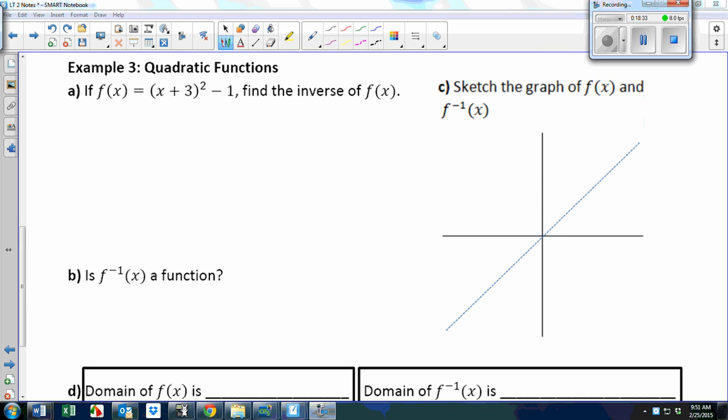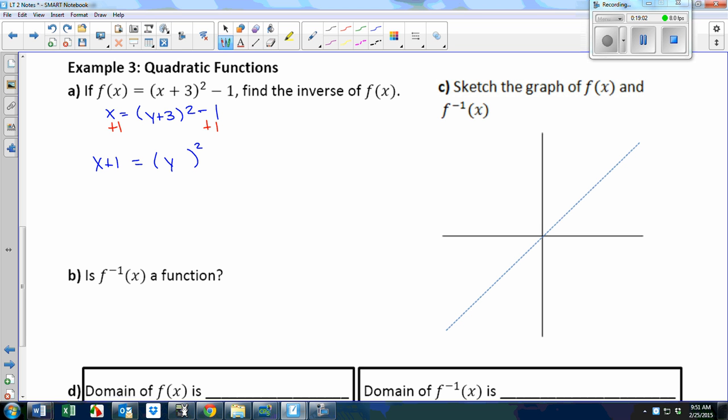Let me get you guys off on the right foot. I've seen you switch that. You're switching the x and the y, right? How are you going to get that y that's in the parentheses by itself? Well, you have to get rid of the plus 3, the squared, and the minus 1. But there's an order you have to do that. First, you have to get rid of that minus 1. Add the 1 to the other side, and when you do, you've now got the squared part by itself.